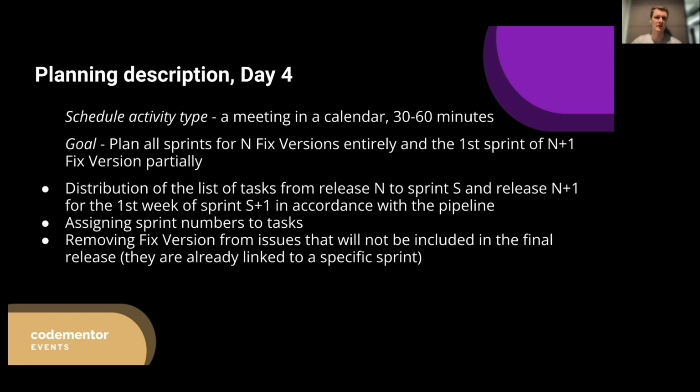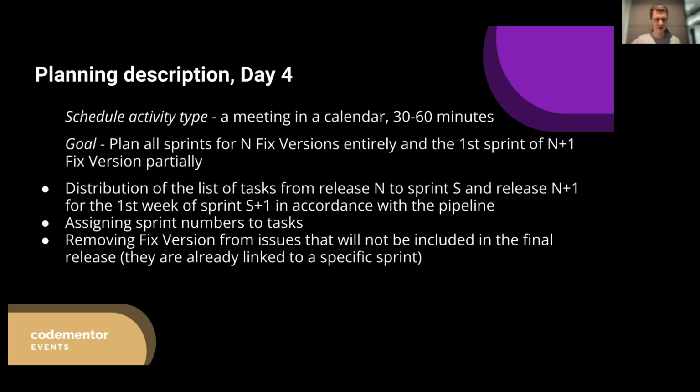Our last day of planning activities is Tuesday. The schedule activity type is a real meeting, from 30 to 60 minutes. Go plan all sprints for your fixed versions and allocate everything to finalize everything, basically. And what is very important, and probably I missed it a little bit: for the first sprint of the version next +1, you want to allocate tasks as well. It's the bare minimum that I recommend doing.